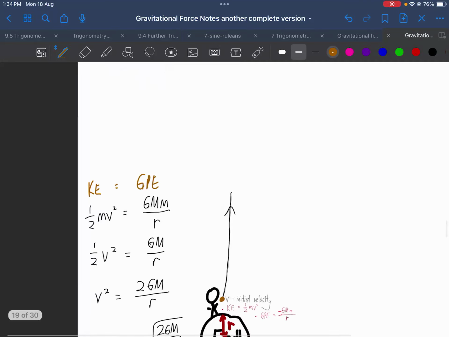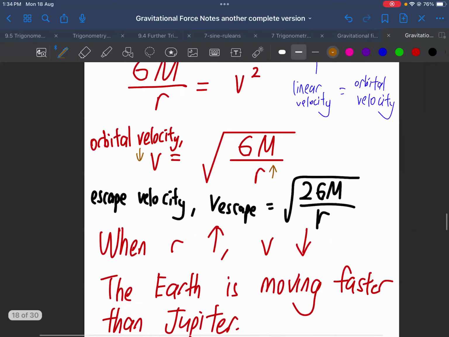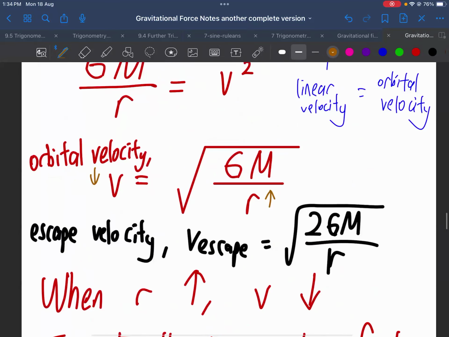So now I want you to look back at this. The red one is orbital velocity, the speed at which you are making a circular motion. And the escape velocity is the minimum velocity you need so that you can escape from the gravitational pull of, let's say, the Earth forever. The expressions really look alike, except there's a factor of 2 in the middle there. Okay, so far so good.